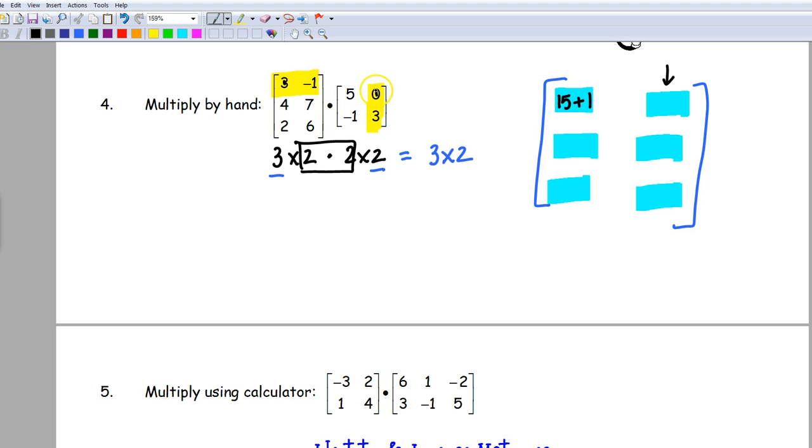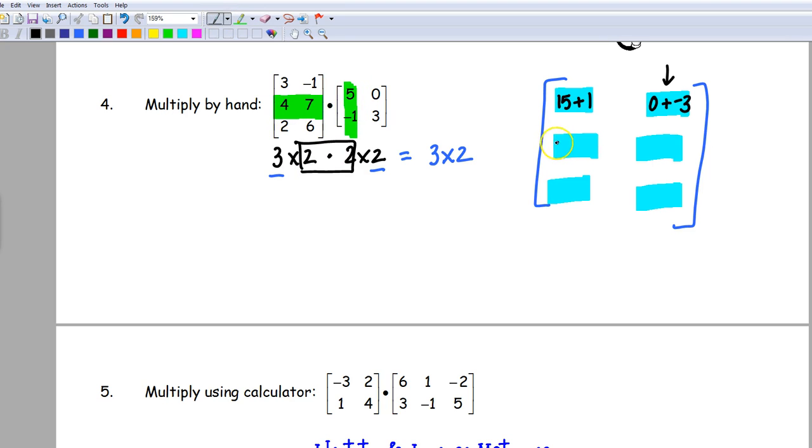3 times 0 is 0, plus -1 times 3 is -3. Okay, next. Second row, we're going to do this one right here. Second row, first column.